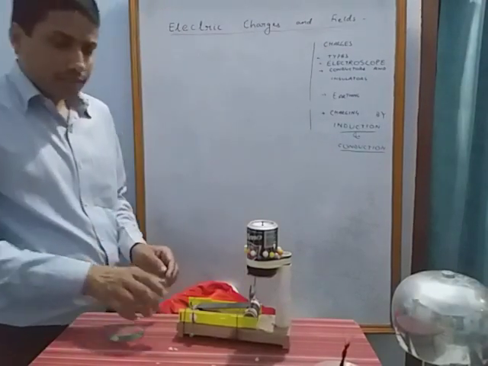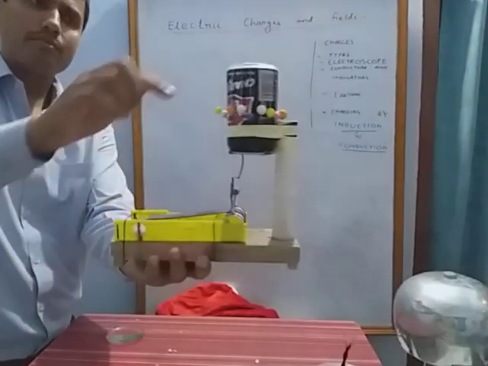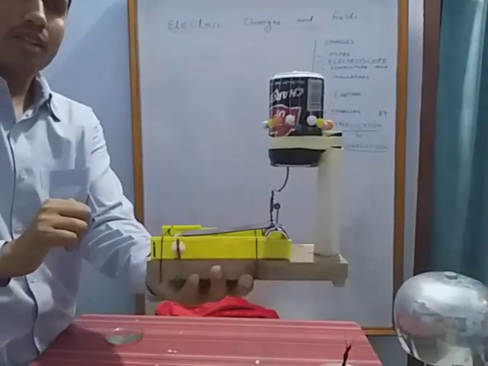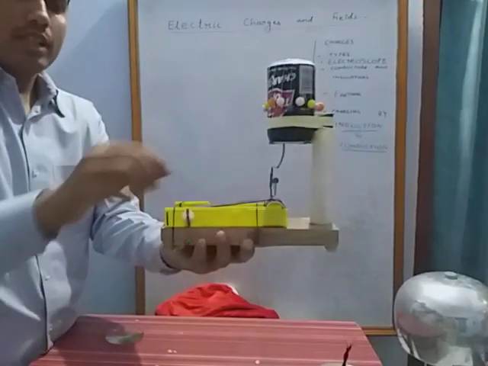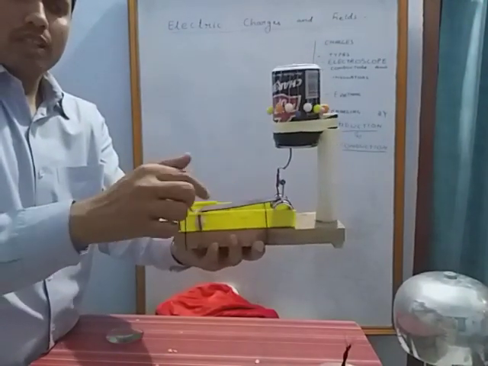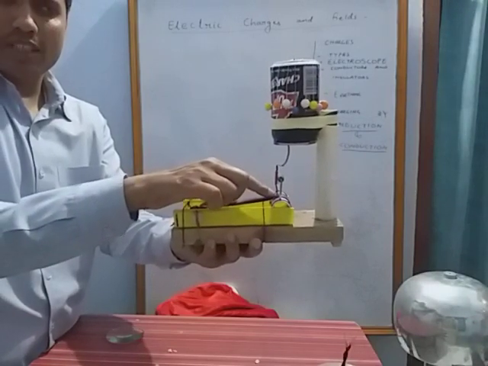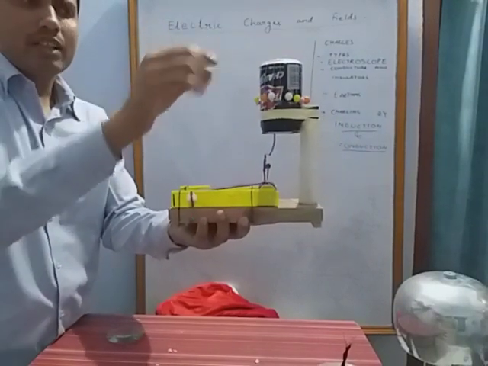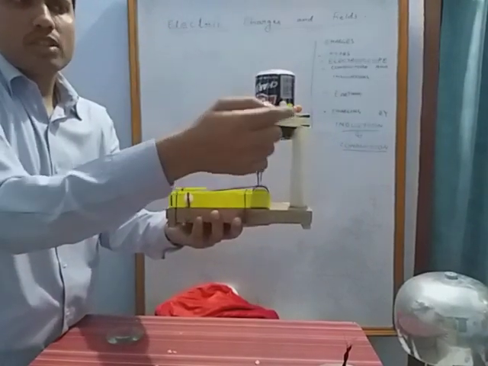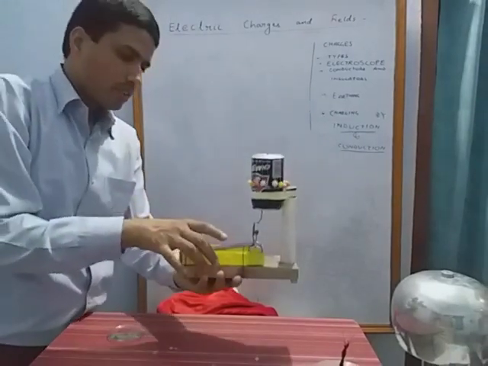Here you can see there is a metal can. This is the metal can suspended over a PVC pipe. There is a belt over there. Here also there is a PVC pipe, and a wire runs from this end to within the can. And on this can, some insulating balls, thermocol balls, hang using simple thread.